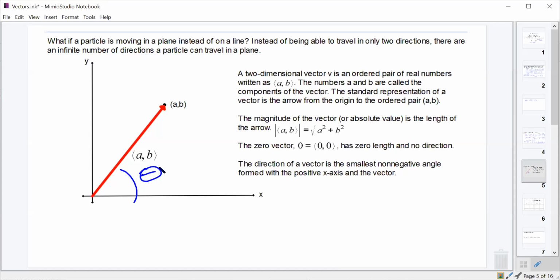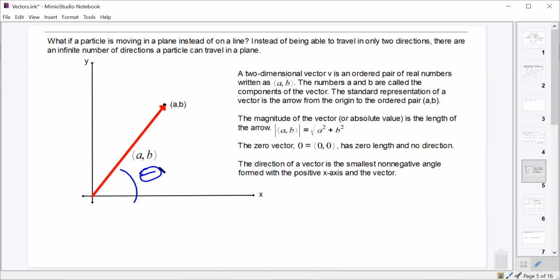And we call the two different pieces of it components. We call the a component the x component, and the b component is the y. And when we talk about a vector, the standard representation of a vector is the vector that's going from the origin to some point, some ordered pair a comma b. That vector is the vector ab. And so that's what we've got drawn there, is the vector ab.